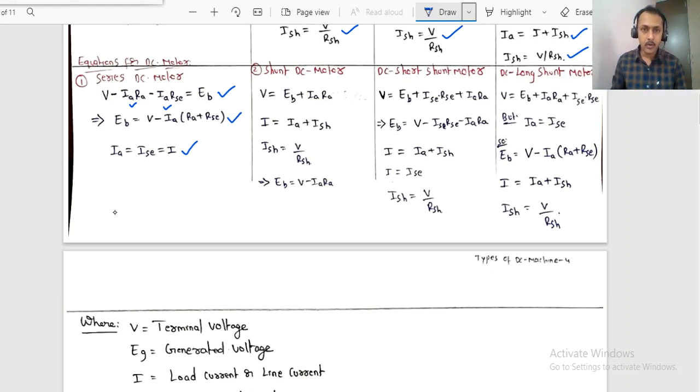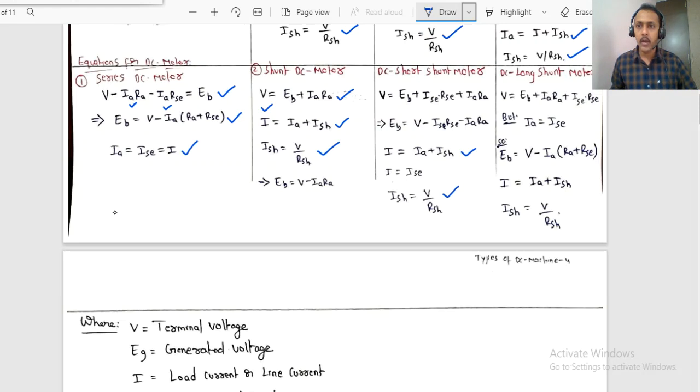For shunt motor also, whatever the voltage that is applied, V equals EB plus IA RA by applying the KVL, and you know the KCL, I equals IA plus ISH, and the shunt field current is given by V divided by RSH, right? Similarly, for the DC short shunt motor, V equal to EB plus ISC RSC plus IA RA, EB equal to V minus ISC RSC minus IA RA, and here the current drawn by the motor I equals IA plus ISH, and ISH equal to V divided by RSH.